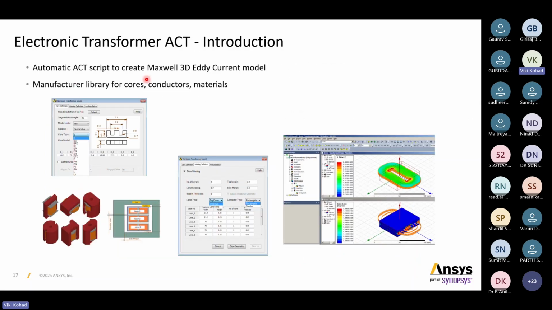And this is the ACT extension. Okay, here the parameters you have to give. You have to select the model unit, supplier, the core type. Okay, this type of designs. Then you have to give the winding parameters, the number of layers. Number of layers is like the number of windings, primary and secondary. If the number of windings is two, so you can give the number of layers as two, so it will create the primary and the secondary one.